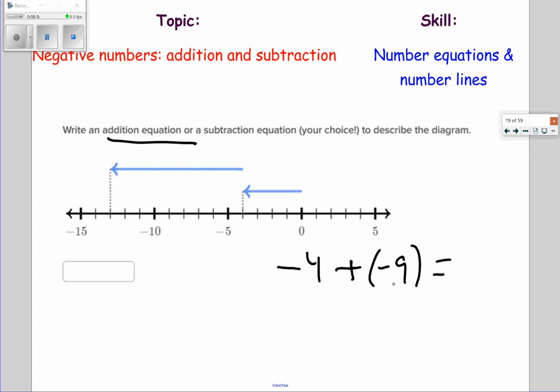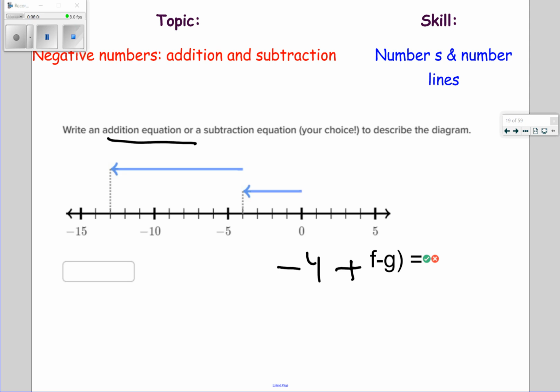Negative 4 plus negative 9. This is an equation. All right, you live and learn, guys. Negative 4 and negative 9 equals, well, that's negative 10, negative 11, negative 12, negative 13, and that's exactly the answer.